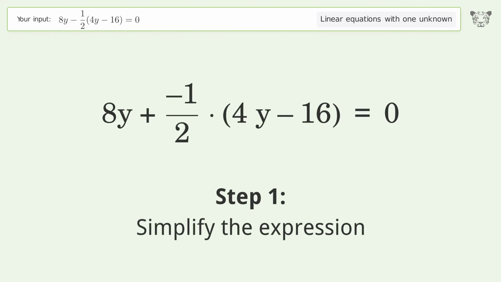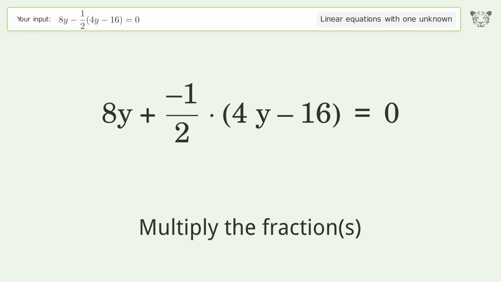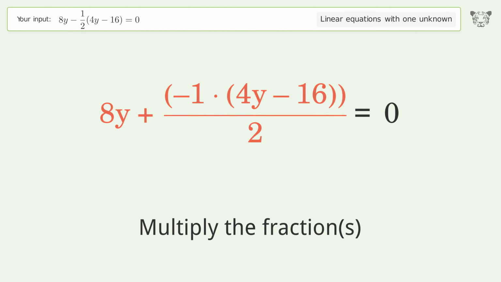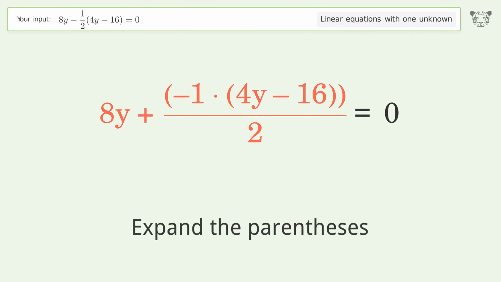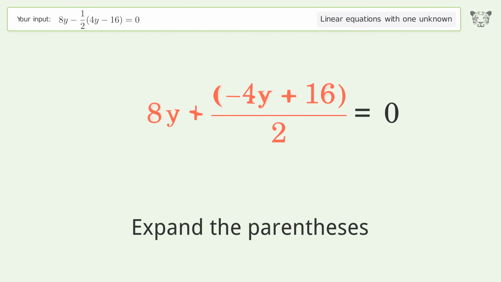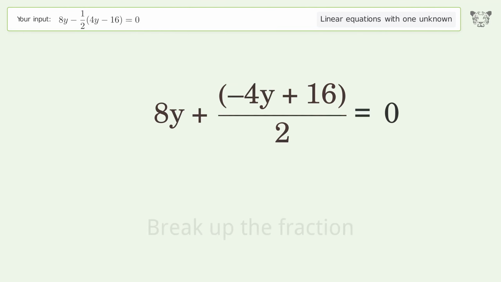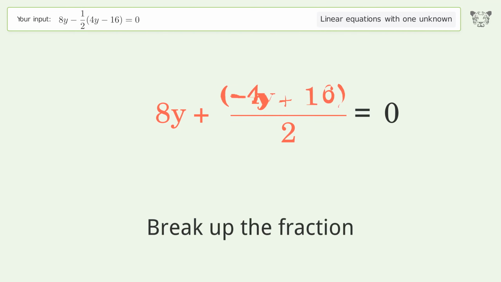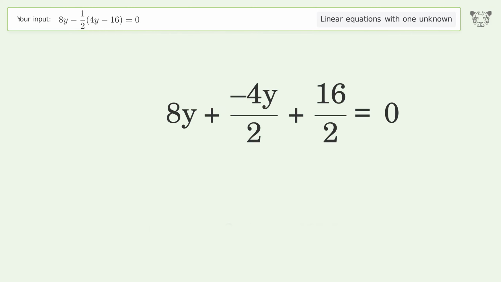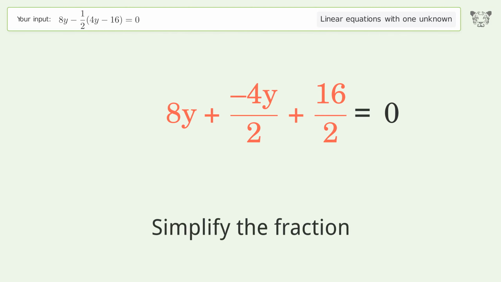Simplify the expression. Multiply the fractions. Expand the parentheses. Break up the fraction. Simplify the fraction.